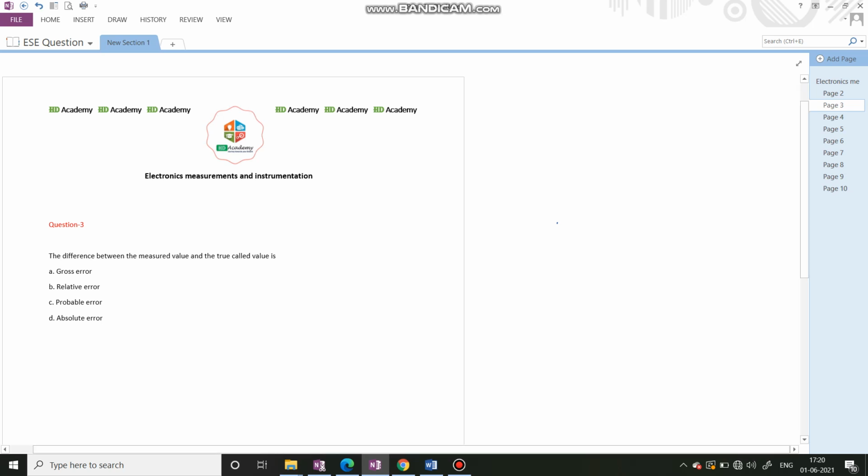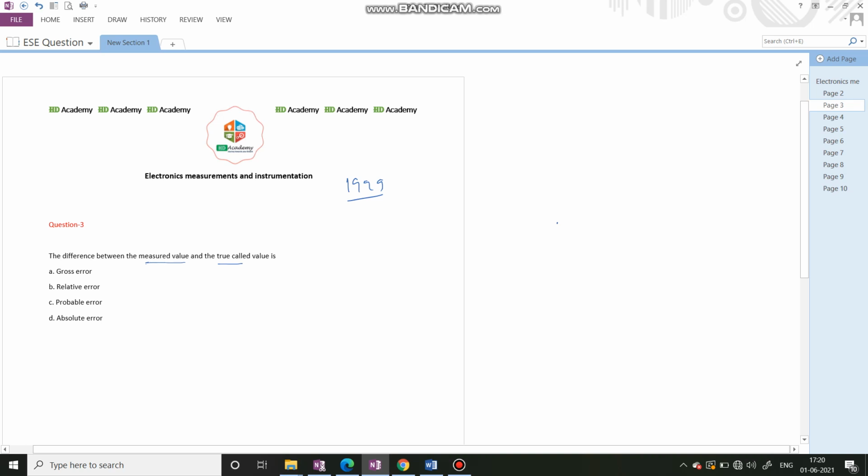In this series, we will discuss the engineering services previous year's questions in the electronics branch. This question comes from electronic measurement and instrumentation, 1999. The question says that the difference between the measured value and the true value is called: gross error, relative error, probable error, or absolute error?